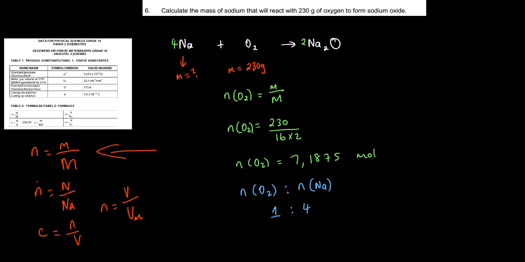Then you take the one that you calculated. Remember, it's for oxygen, right? So you're going to write it just down here. So you're going to say 7,1875, and then you say is to x, because for sodium you don't know yet. Then remember, you cross multiply.